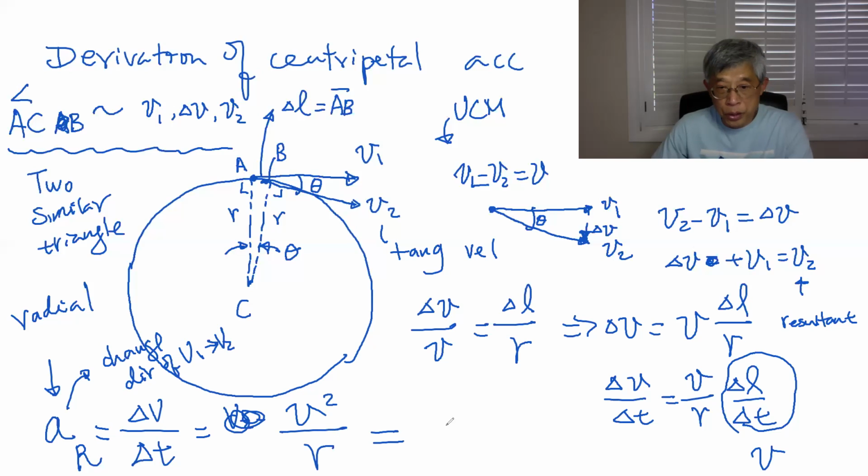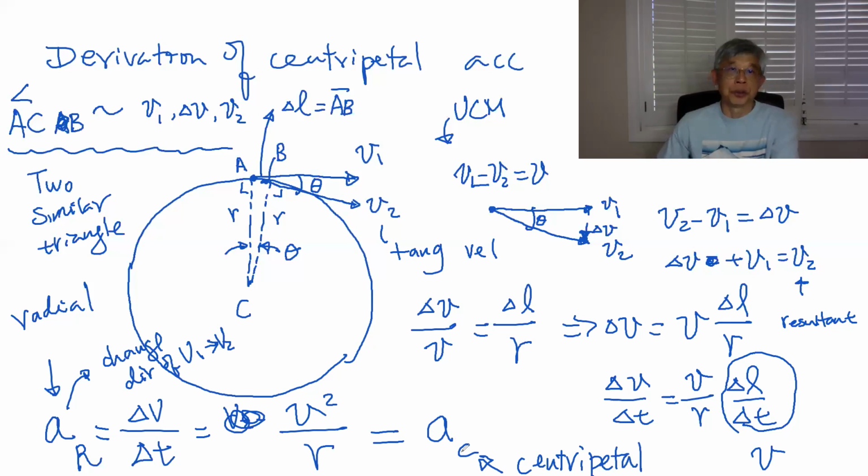We also call this one AC, where C stands for centripetal. It's pointing to the center of the circle, centripetal. So that's called centripetal acceleration. That's what we intended to do, to derive this centripetal acceleration for uniform circular motion.